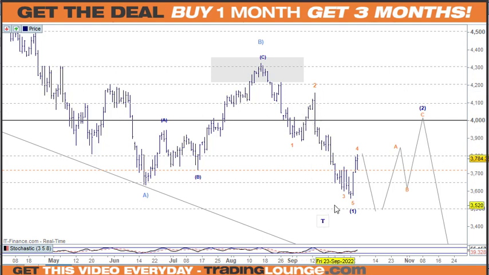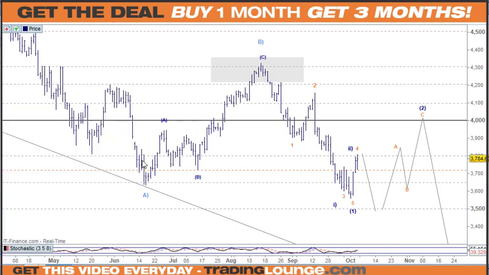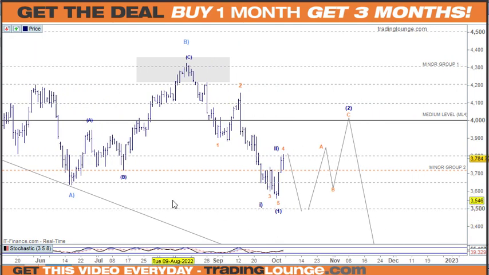So that's a possibility. There's also the possibility that this is 1 and 2 here, and then also a smaller wave 1 here and back for a smaller wave 2 at this point. That's possible as well. So they're the basic sort of counts.